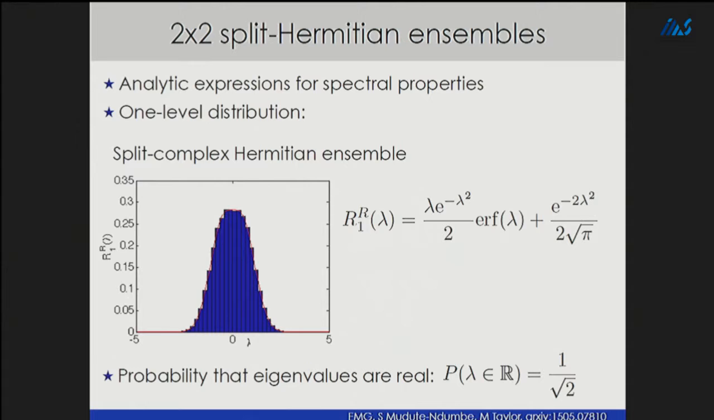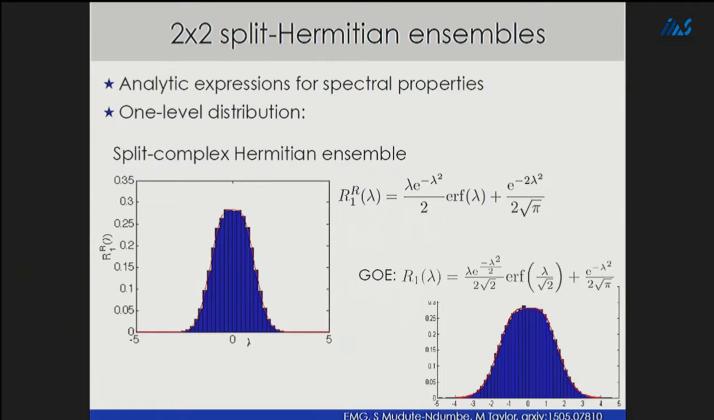So this is what you get if you plot a histogram of the eigenvalues, and the red line is the analytic result. You can see that this looks very similar to the GOE, the Gaussian orthogonal ensemble, which is well known from the Geneva ensemble, that if the eigenvalues are real, it actually looks almost like the standard Gaussian ensemble. But what's interesting to note here is that we have split complex numbers, but there's an equivalence to this Gaussian ensemble of real numbers, not the one of the complex numbers.